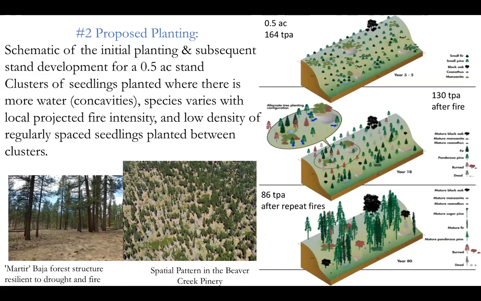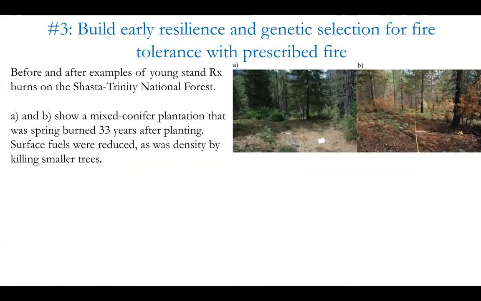And then finally, this idea of using prescribed fire on plantations has a number of obvious challenges, but a number of potential benefits too. I just wanted to touch on briefly. Here are a couple examples of a prescribed fire in a young stand from the Shasta Trinity National Forest, pre and post fire on the left and right. And you can see that surface fuels were reduced in this prescribed burn, and there was some mortality, but there's also survivorship among that regenerating class 33 years after planting.